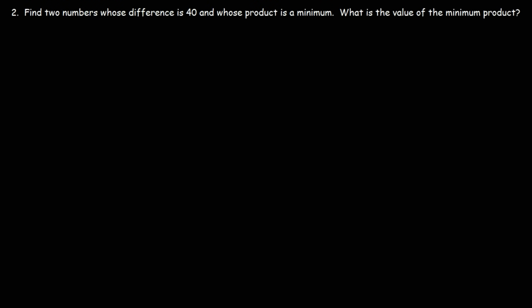Number 2, find two numbers whose difference is 40 and whose product is a minimum. And also find the value of the minimum product. So let's write the equations. The difference of two numbers, let's say the two numbers are x and y. So let's say y is larger in value. So the difference is going to be y minus x. The product, just like before, is going to be x times y.